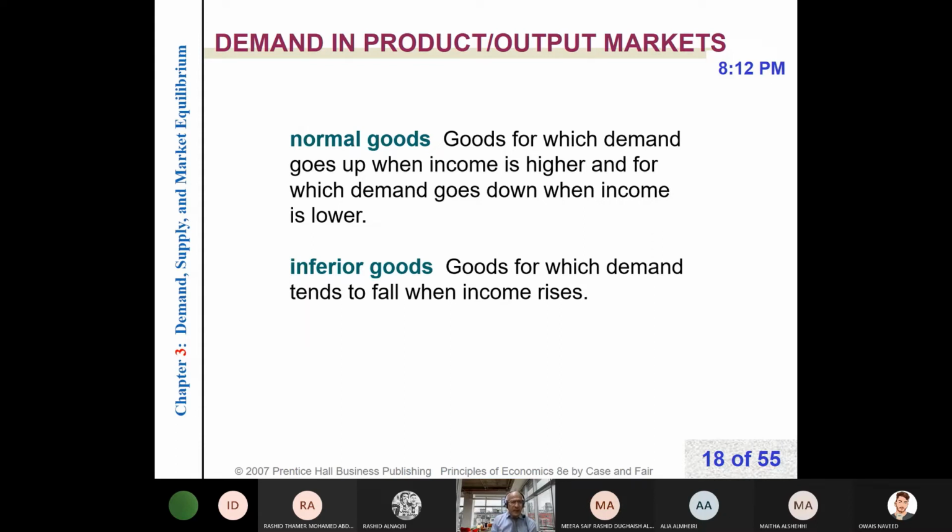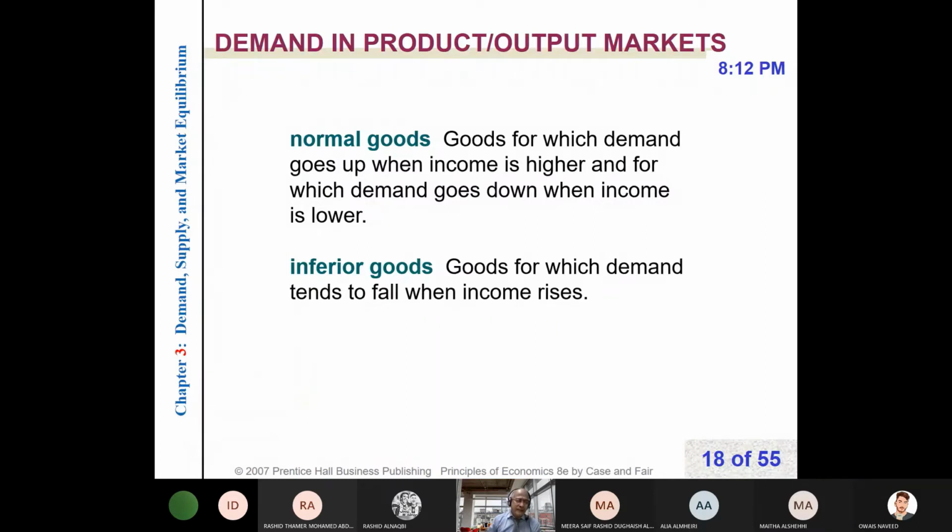Is it clear? I think at this moment, at least, it's clear. So again, there is a positive relationship. As income increases, demand for perfume will increase. As income decreases, demand for perfume will decrease. But the problem is another group of goods, called inferior goods. What's the meaning of inferior goods?